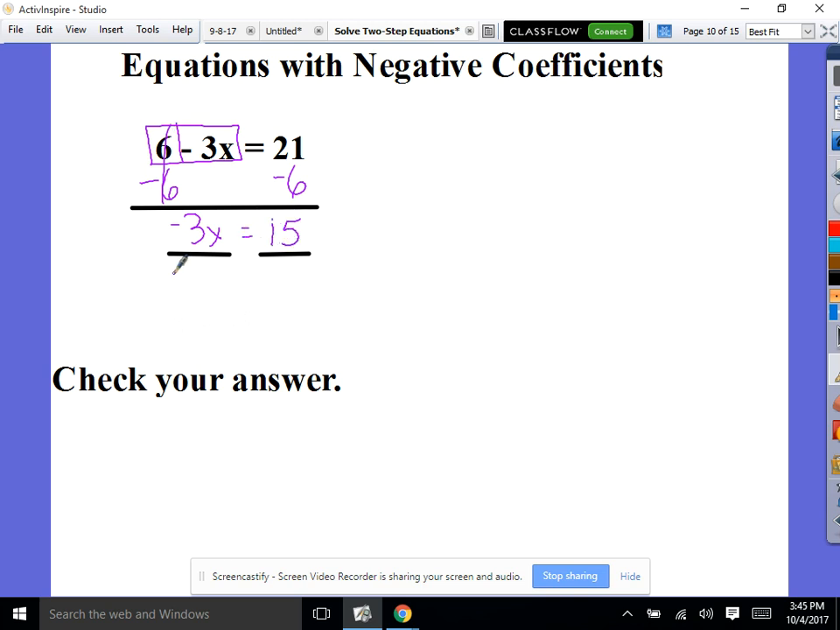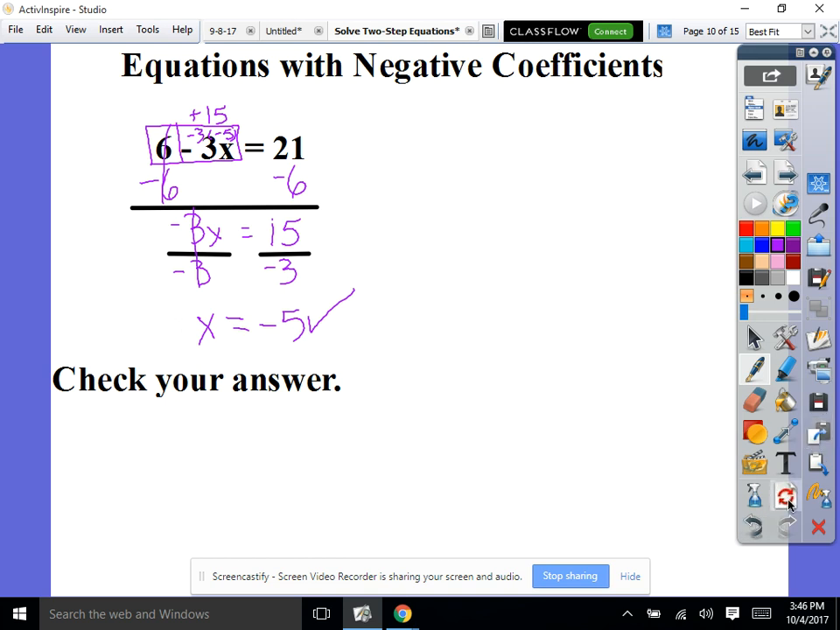We're going to divide by negative 3, which gives us 15 divided by negative 3 is negative 5. So negative 3 times negative 5 is actually positive 15. 6 plus 15 equals 21. Pause the video, write that down.